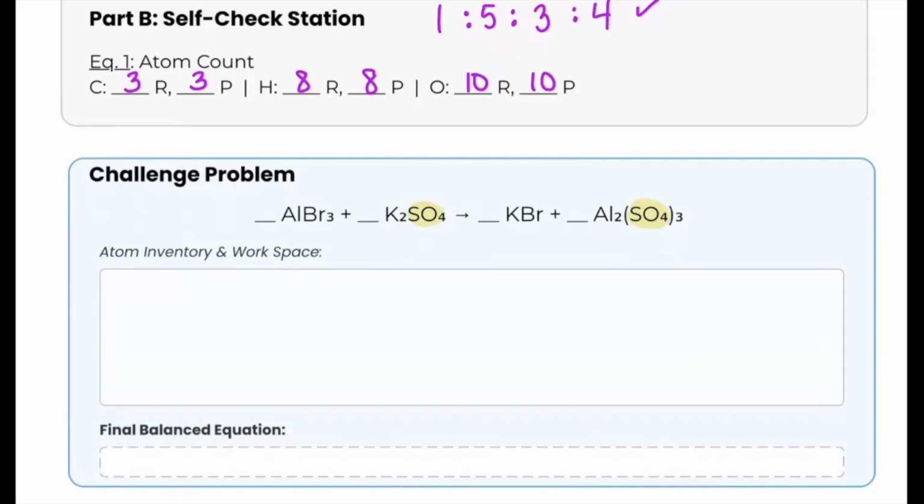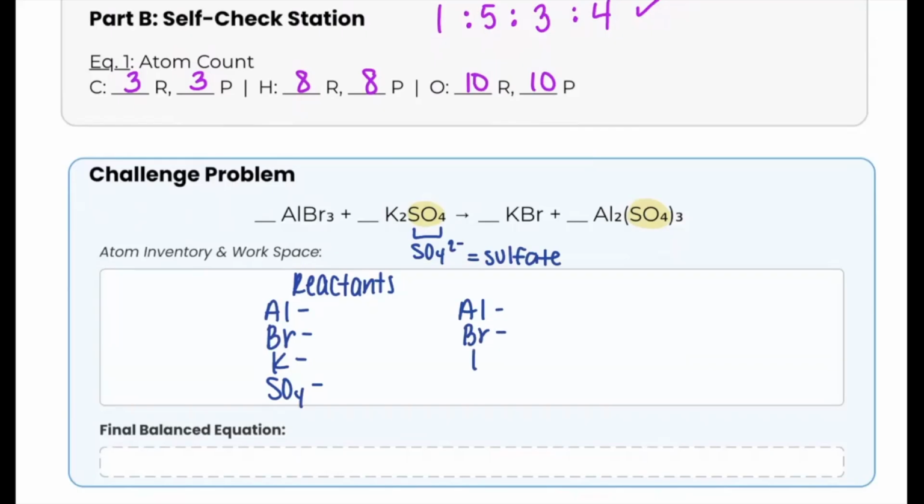So let's first start by identifying what's present. On the reactant side, we have aluminum, Al, we have Br, bromine, we have K, which is potassium, and we also have sulfate, which is a polyatomic ion that has the form SO4 with a -2 charge. On the product side, we also have aluminum, bromine, potassium, and sulfates again. And remember our rule, if a polyatomic ion appears on both sides of the equation, keep it grouped together. So instead of splitting the sulfate into sulfur and oxygen, we treat SO4 as one unit.